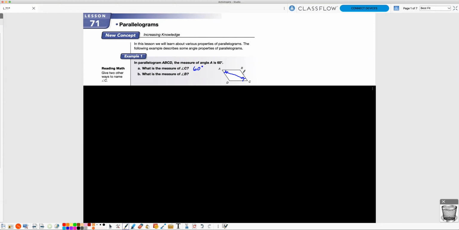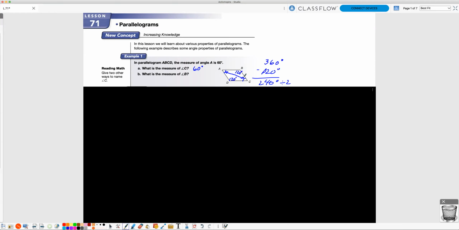Well, if you don't know, the parallelogram should add up to 360 degrees. So if these two angles add up to 120 degrees, and we were to subtract that from 360, we would see that this is going to be 240 degrees that will be divided into two other equal angles. So angle B is going to be 120, and angle D will also be 120.